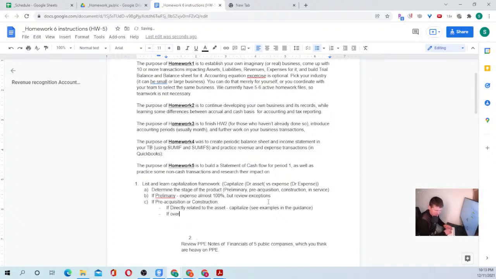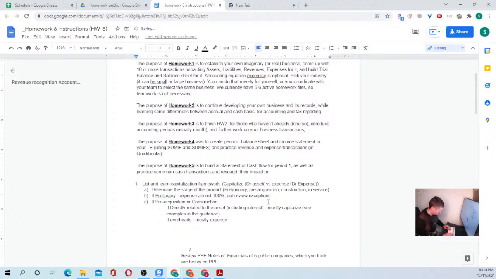If overheads including interest, that's important. Interest is important. If overheads, expense, and let's be very cautious and say mostly capitalize, mostly expense, and we need to see examples in the guidance.